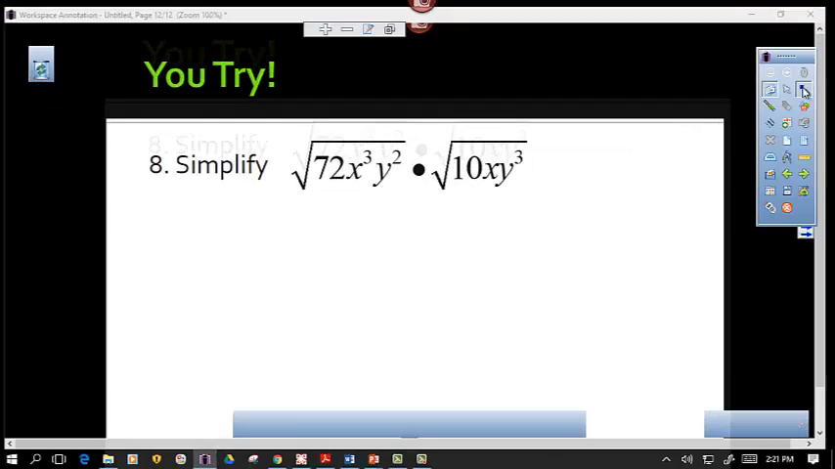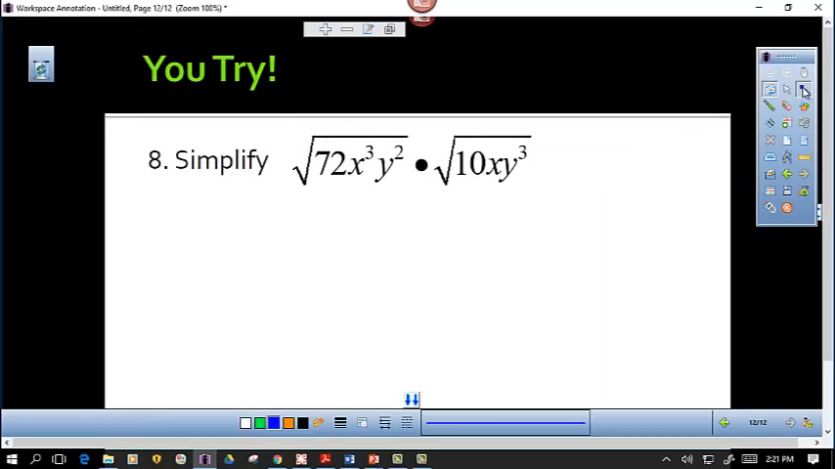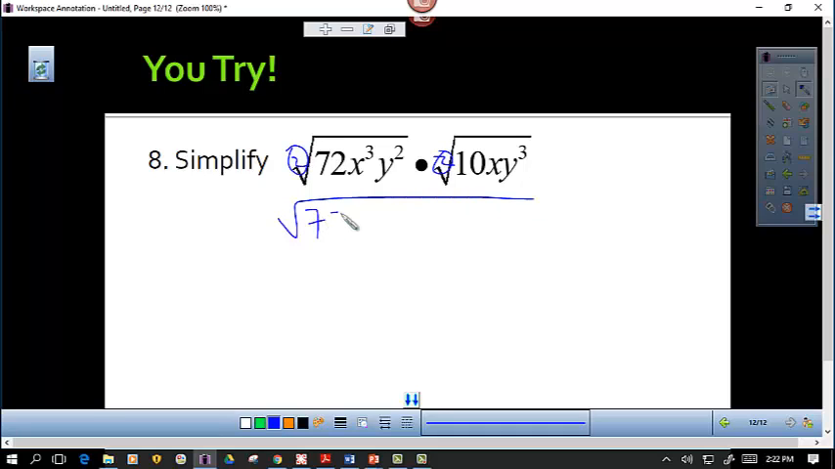Okay, so if you want to try this one on your own, you can pause it, but I'm going to go ahead and actually do this. If you notice, we do not have an index here, so that's automatically assumed to be 2. If you want to put that, that's fine, so that means we're looking for groups of 2. So I'm going to do the numbers. We got 72 and 10. I'm going to add the exponents here, so there's an imaginary 1 on this guy here, so that means x to the 4th. Then we have y squared, y to the 3rd is y to the 5th.